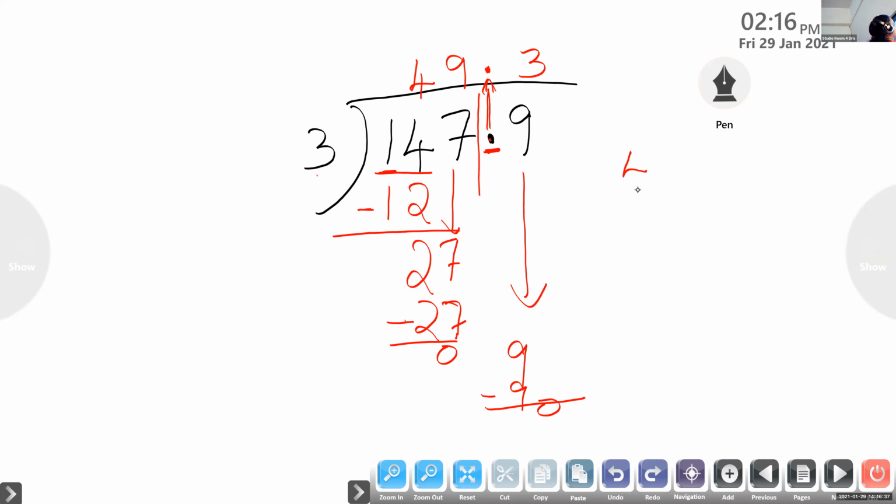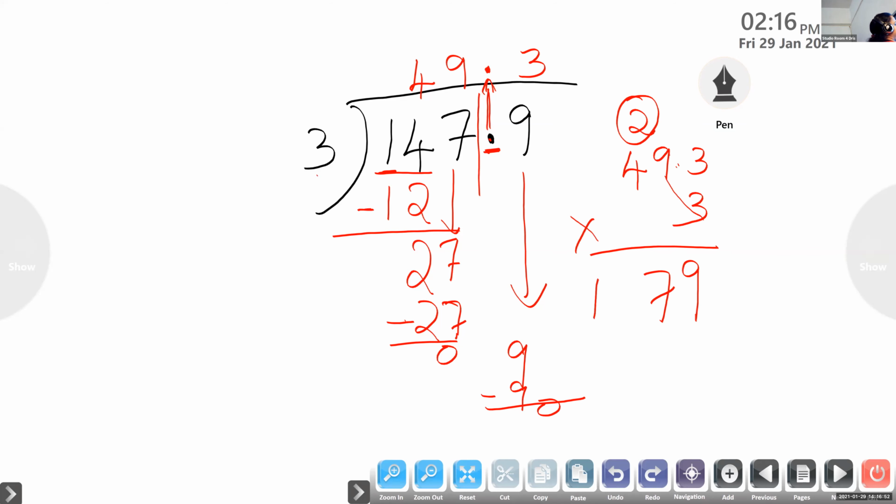49.3. Now, children, you can check whether your answer is correct. Multiply 49.3 by 3 and check whether you are getting 147.9. 3 3s are 9. 9 3s are 27, carry 2. 4 3s are 12 plus 2, 14. Now, in the answer, how many decimal digits? Only 1. So, 147.9. We got our dividend. So, our dividend is correct.